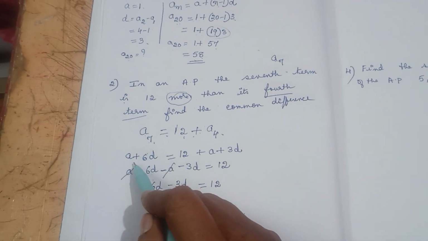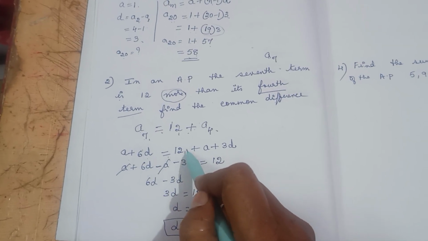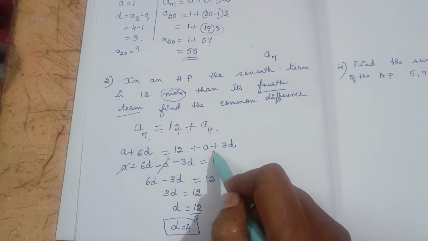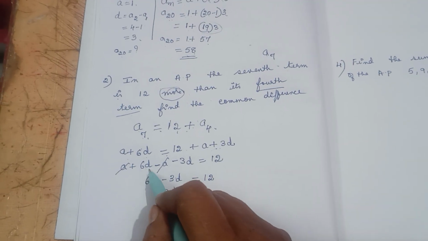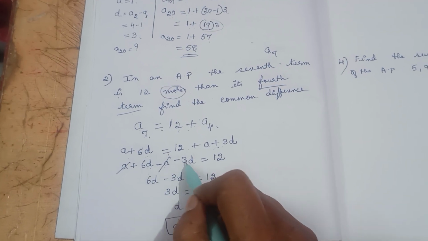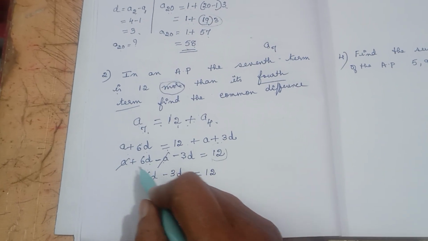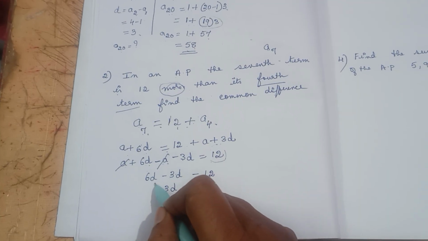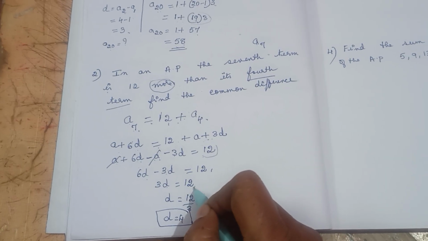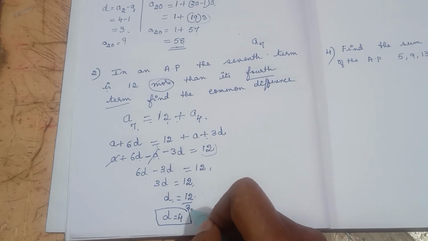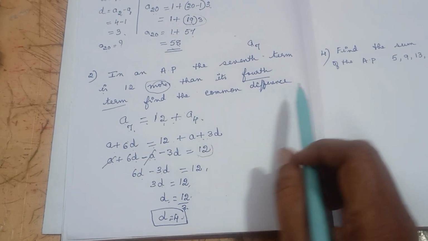Now in short we can write A7 as a plus 1 less, that is 6d, equal to 12 plus A4, which can be written as a plus 3d. I have told about this in my previous video. So by shifting a and 3d to the left hand side, it becomes minus a and minus 3d, equals 12 remains on the right hand side. So plus a and minus a gets eliminated. 6d minus 3d will be equal to 12. 3d will be equal to 12. d will be equal to 12 by 3. d is equal to 4. So the common difference here is 4.